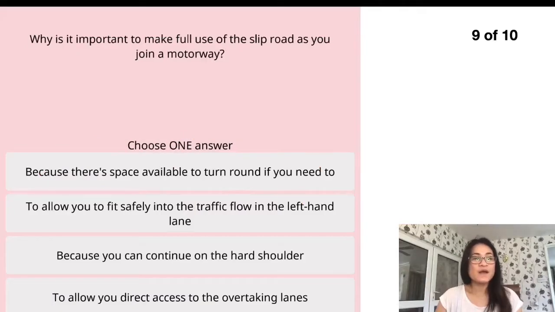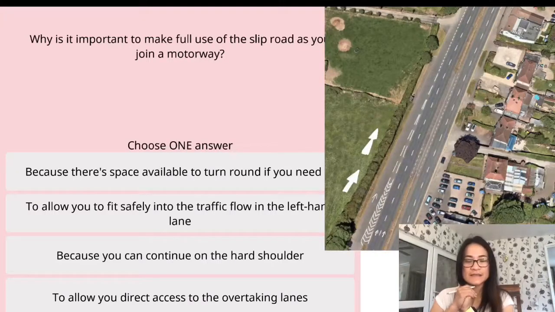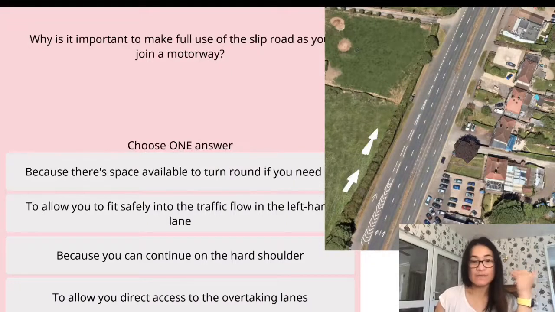Question 9. Why is it important to make full use of the slip road as you join a motorway? Let's have a look at the slip road. In this picture, there is a slip road from the motorway. The reason that you have to make use of all the space on the slip road is that the cars coming from this way drive at speed. The national speed limit for the motorway is 70. So when you come from the slip road, you're trying to build up the speed to match the traffic on the motorway.